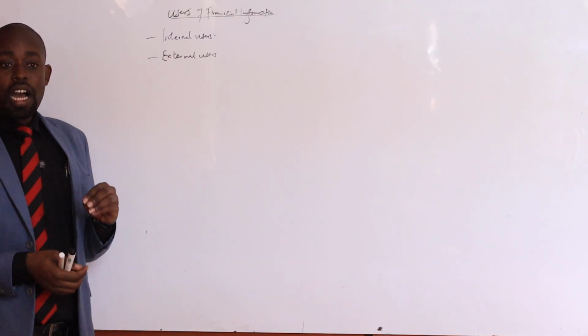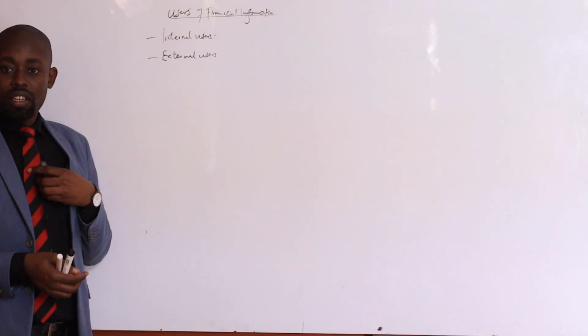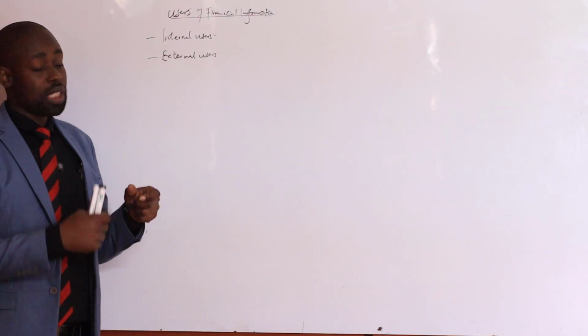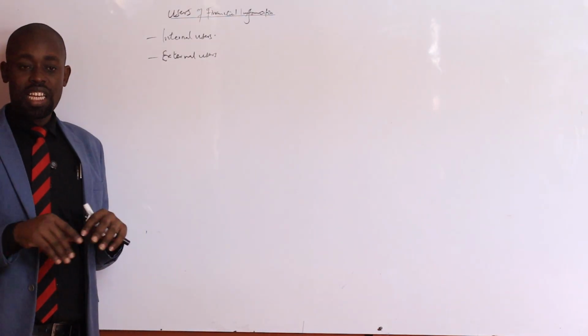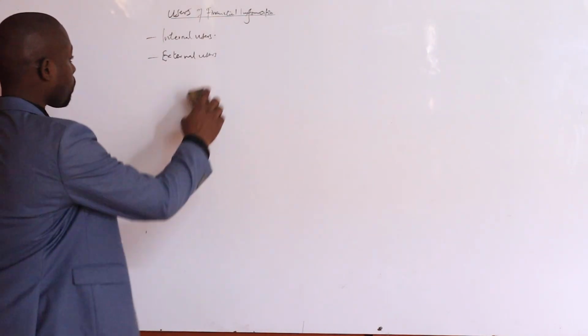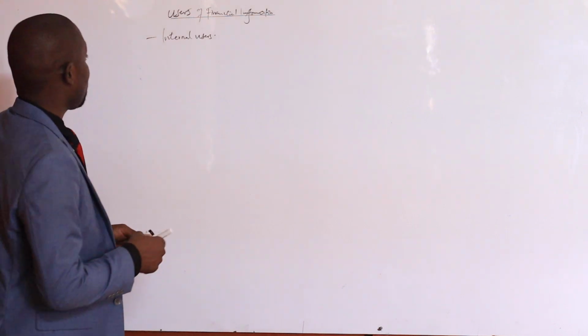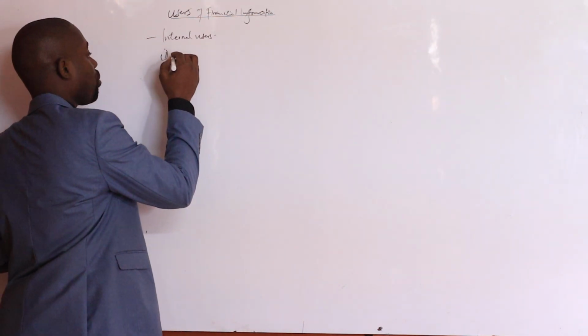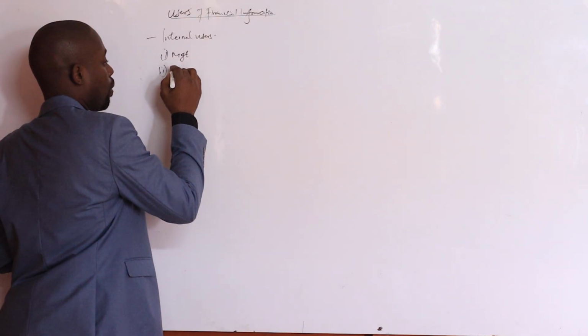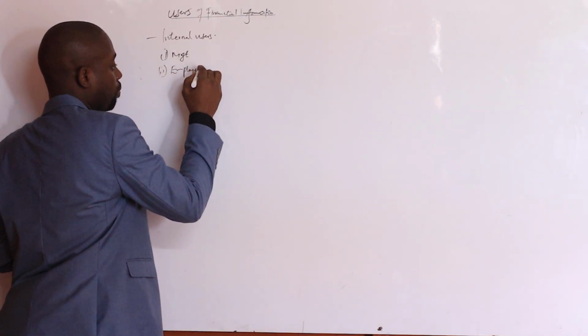So people have got different interests. Every person involved in the business or who interacts with the business has got their area of interest. The rest doesn't bother them. Who are the internal users? The internal users are, one, the management, and number two, the employees. These are the main ones.